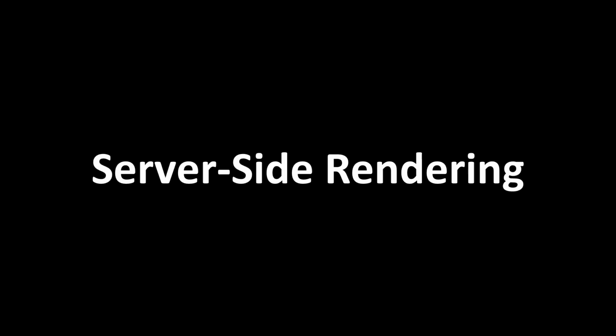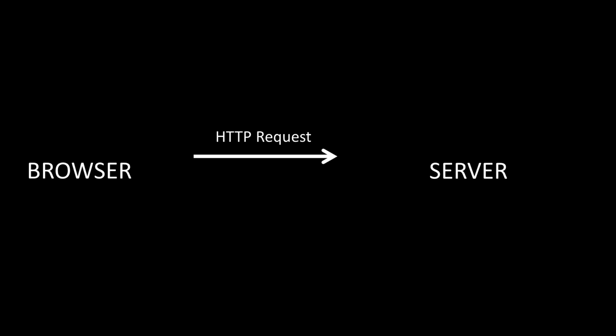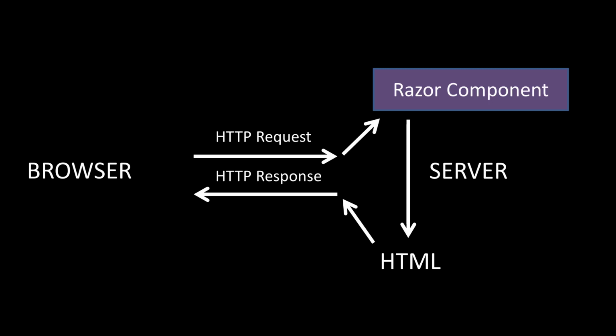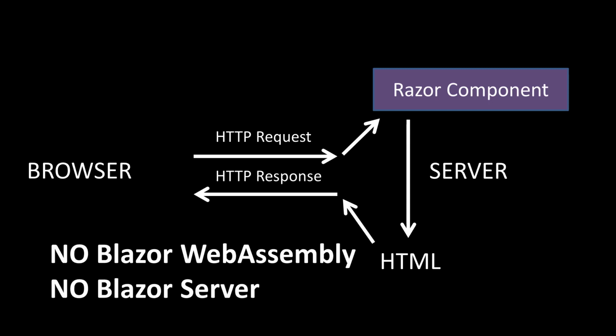The first is server-side rendering, where we have a browser that sends a request to the server, and on the server, the request will be routed to a Razor component, and the Razor component will execute to dynamically produce HTML markup, and that markup will be sent in the response, and the browser simply displays the rendered HTML. So this is the usual server-rendered web app scenario. So there's no Blazor WebAssembly or Blazor Server here, except that we are using Razor components to create such applications.